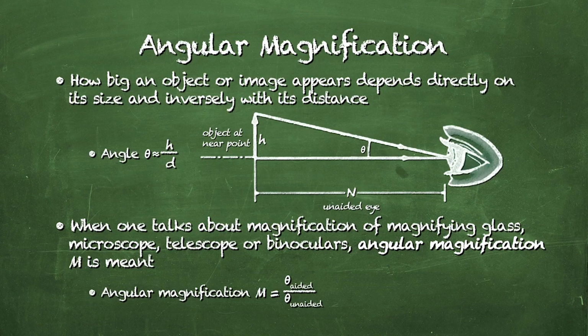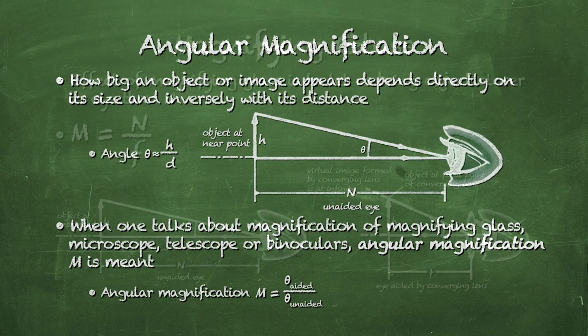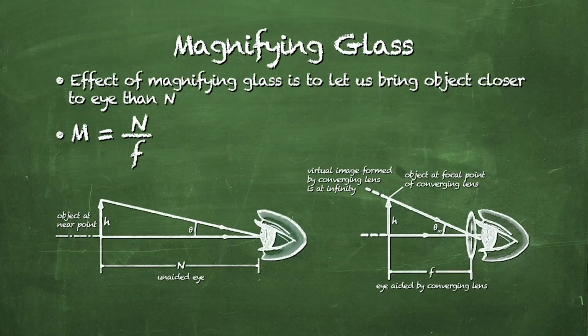And angular magnification is equal to the angle that the image takes up in our eye when we use one of these aids, divided by the maximum angle that the object takes up with our unaided eye. Let's talk about a magnifying glass first. The effect of a magnifying glass is to let us bring the object closer to our eye than the near point.